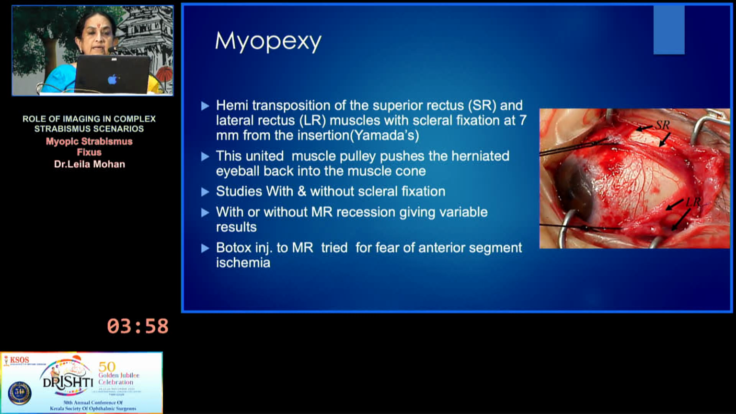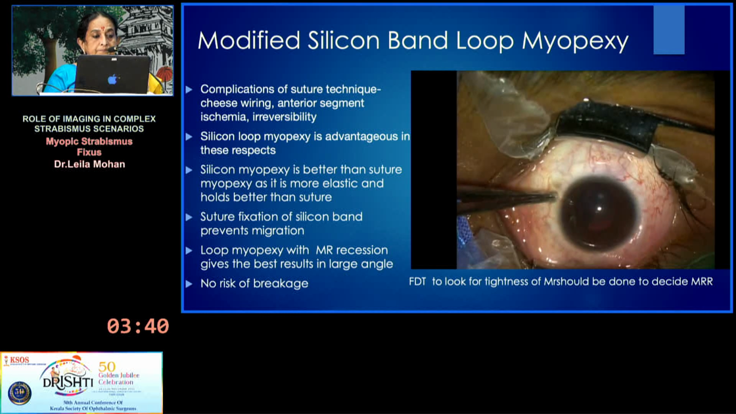Studies are there with and without scleral fixation, with or without medial rectus recession. After doing a force reduction test, if the medial rectus is tight, Botox injection and medial rectus recession can be contemplated, because when 3 muscles are tackled, there is a risk of anterior segment ischemia.